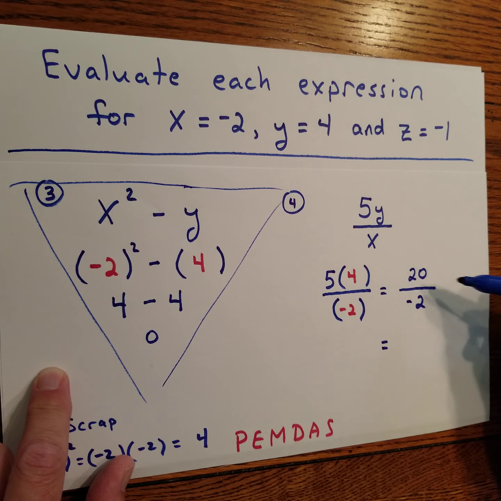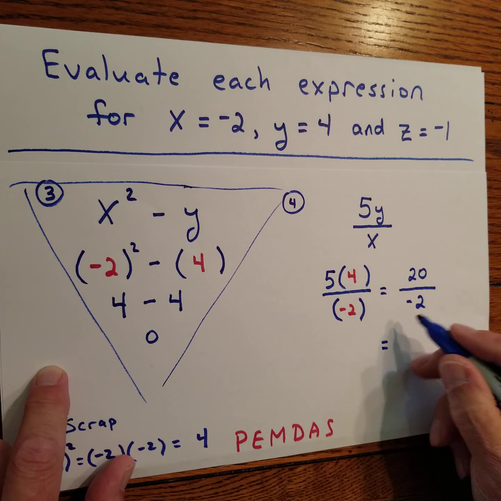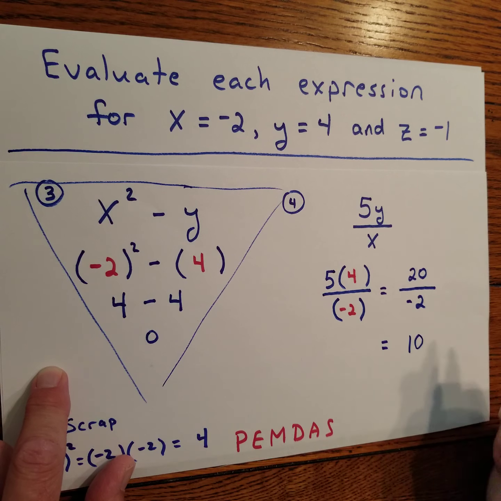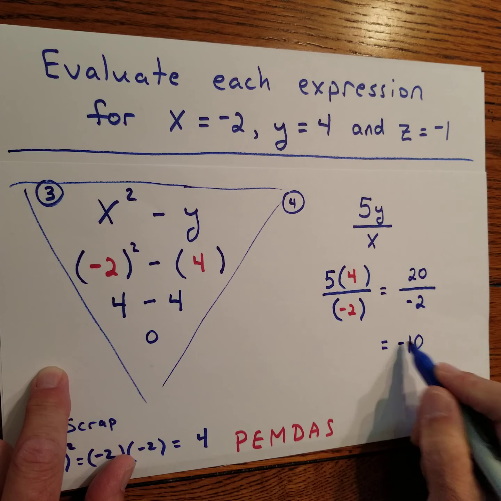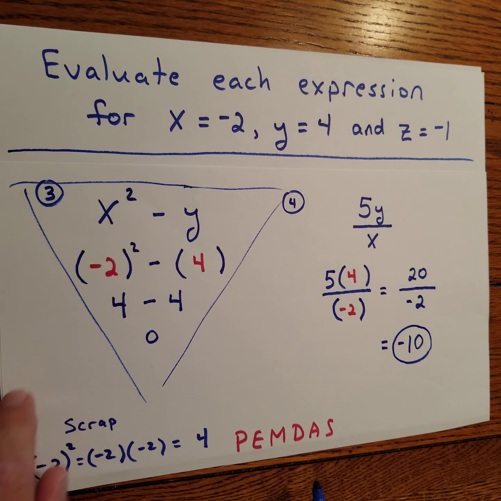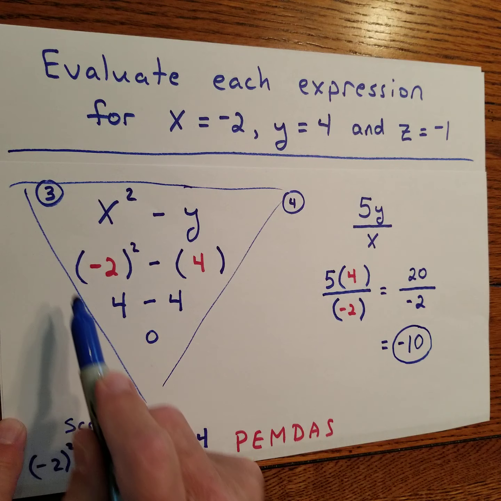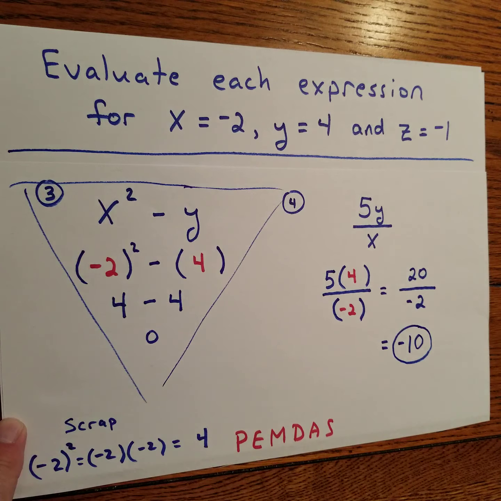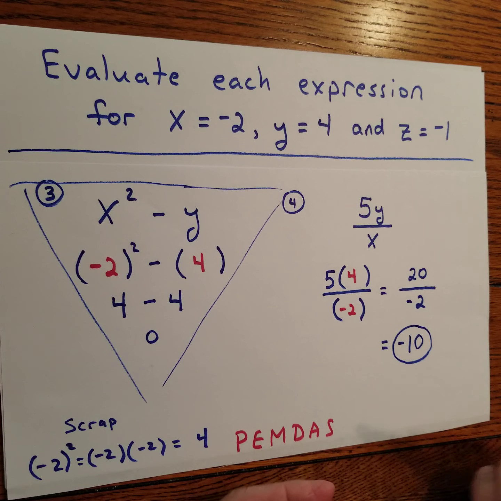Now for a final answer, 20 divided by 2 is 10, and when I divide with one negative, my answer is negative. Got it. Now I know, I like my answer to be in a triangle and not have any equal signs. Sometimes, especially when there's fractions, it's hard to do that. That's okay.